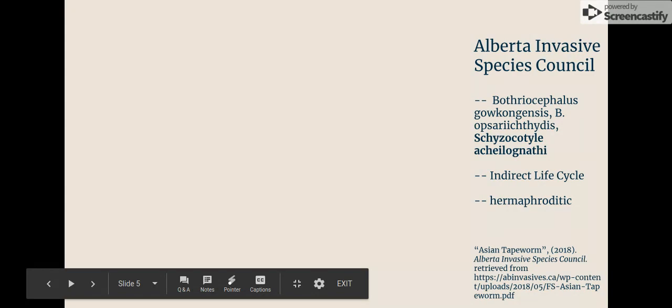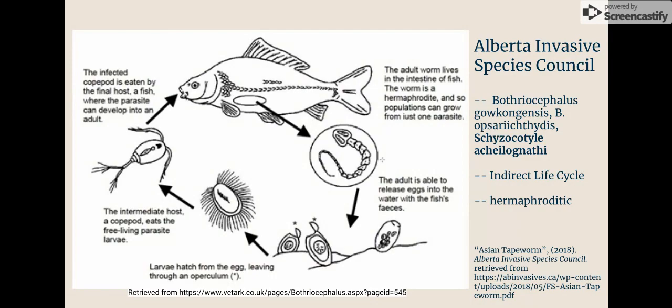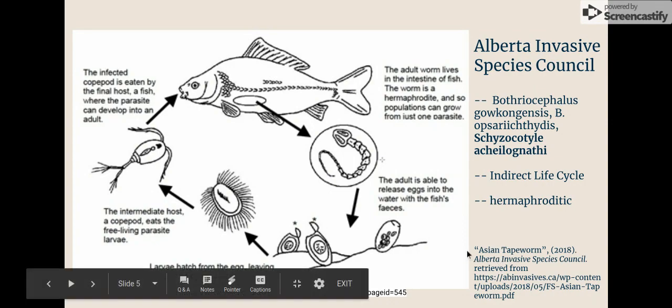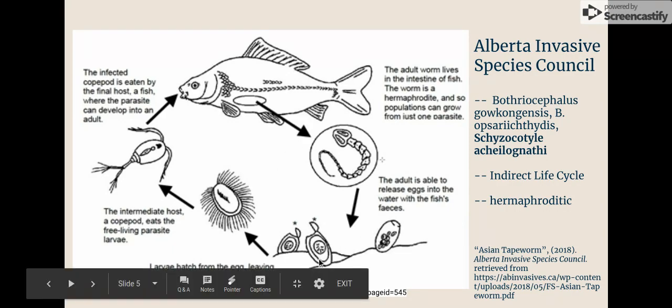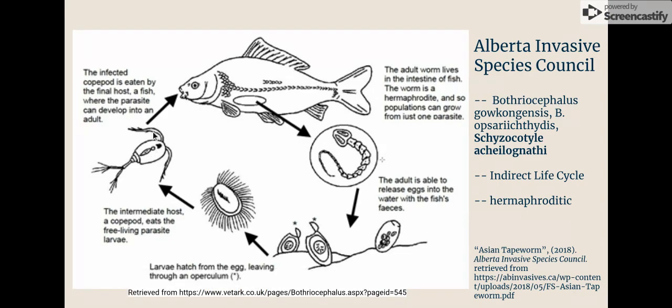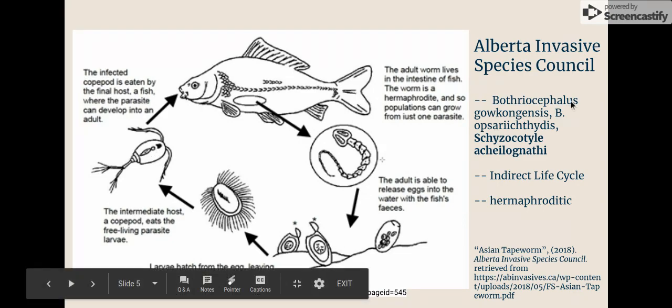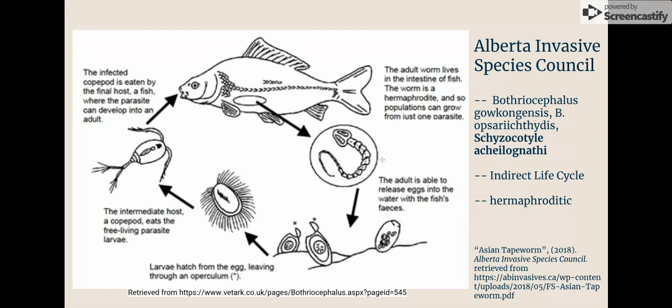And it has an indirect life cycle, which we discussed in previous lectures, meaning it has an intermediate host. And the last thing to note is it is hermaphroditic. Because each proglottid has a male and female part, it can produce an ample amount of eggs. These eggs are then released in the fish poop, and then they hatch, and the larvae exit through the operculum, which are then eaten by copepods, and then the infected copepod, the intermediate host, is eaten by the fish, and the cycle starts all over again. It's super effective, but not good for the host.